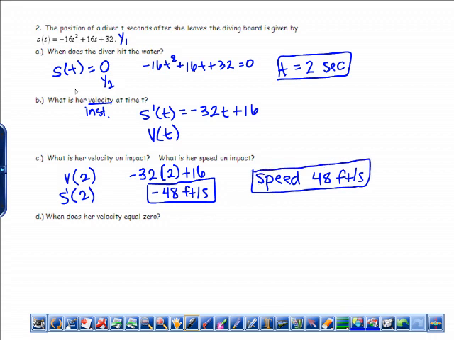Some people get confused with the S up here with speed. This S stands for position. With speed, we just write the word to be super clear.